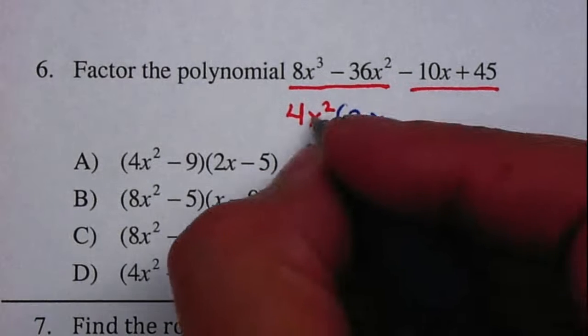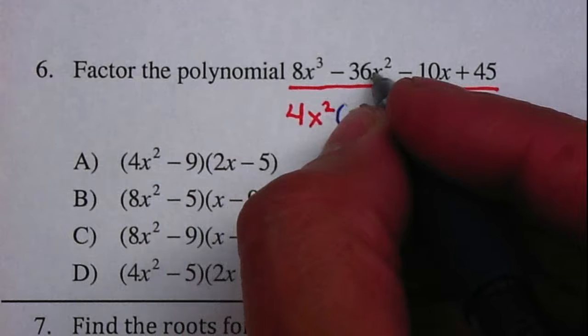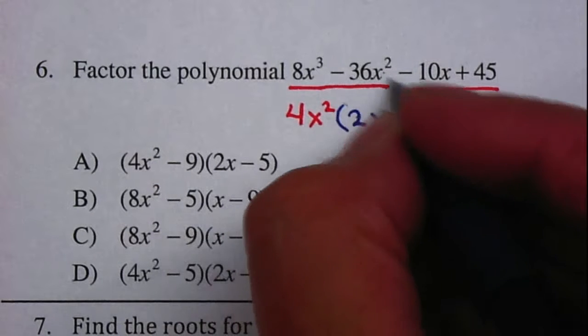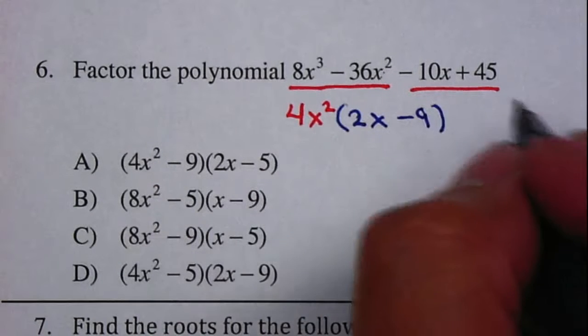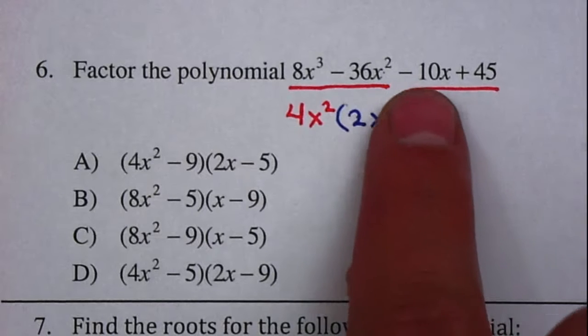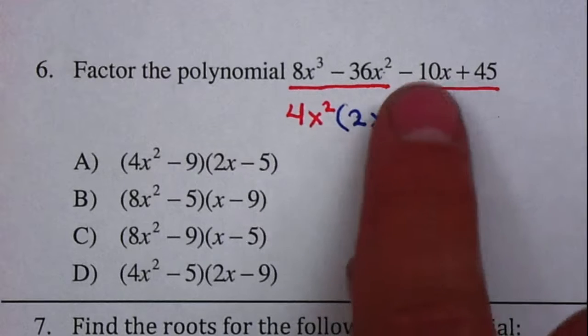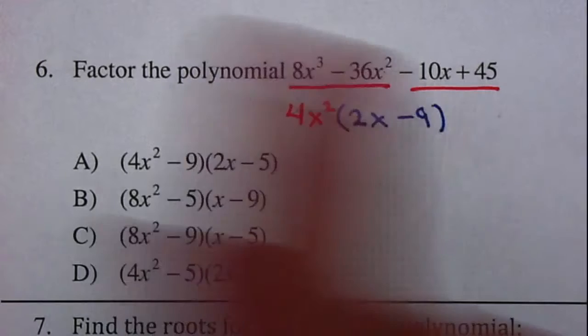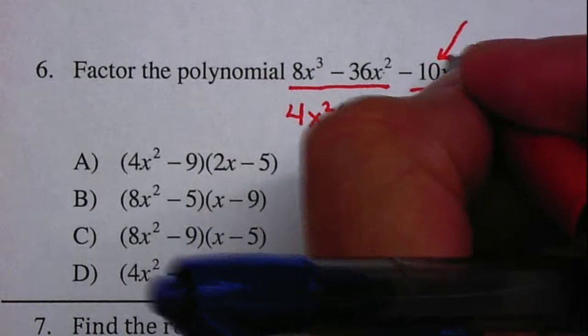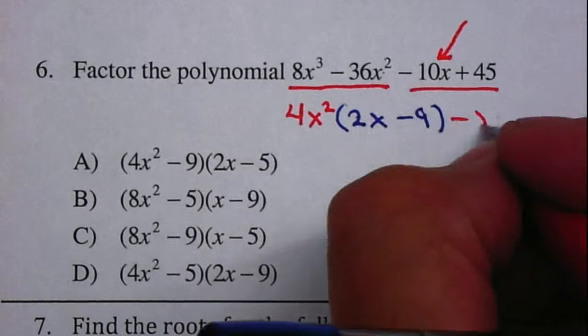What do I need to multiply 4x squared by to end up with negative 36x squared? So 4 times negative 9, and I don't need another x. And we are going to take out the factors from the second one. What kind of factors are there, out of the 10 and the 45? I can factor out a 5. But since the first term is negative, you want to factor out a negative 5.